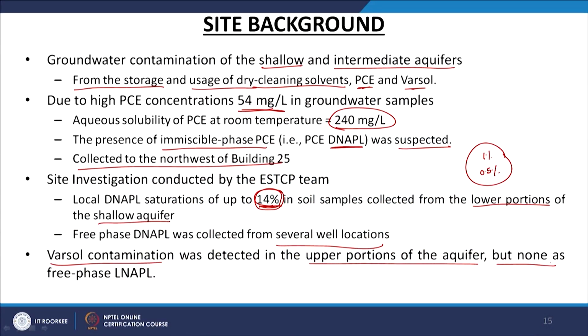It is present in the upper portions of the aquifer, but not as free phase NAPL, right. It is floating out there above the relevant groundwater, but it is not present as NAPL itself, let us say. So, that is something to keep in mind. Now, different aspects with respect to the relevant site.